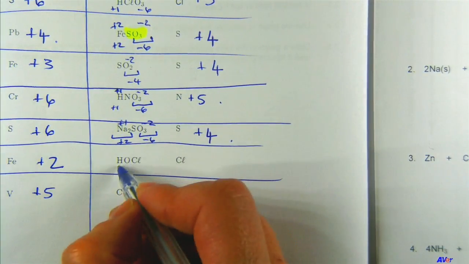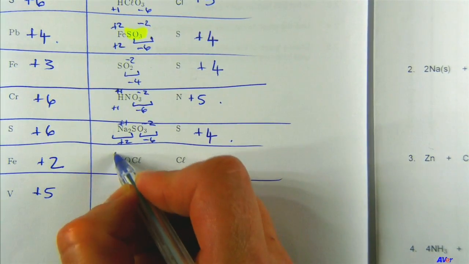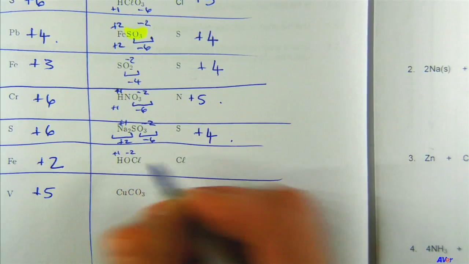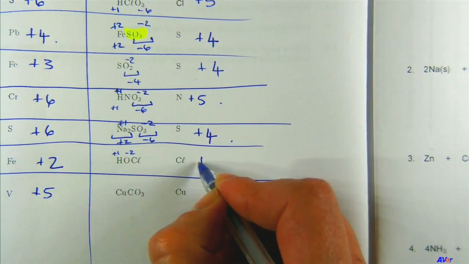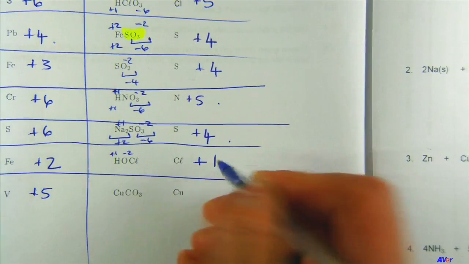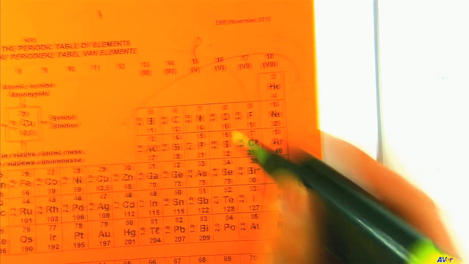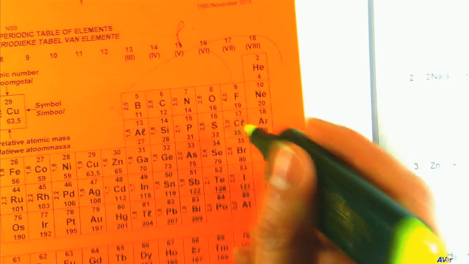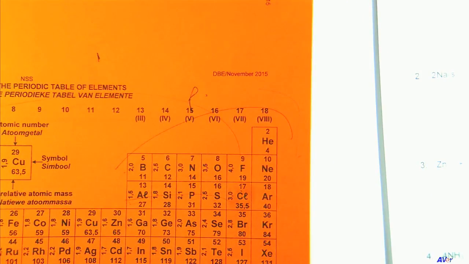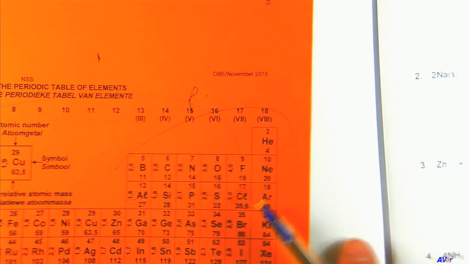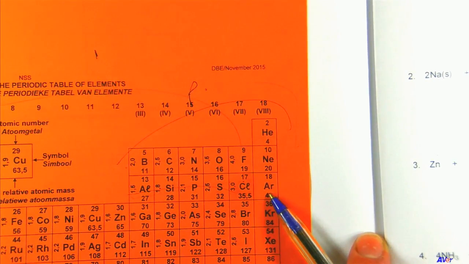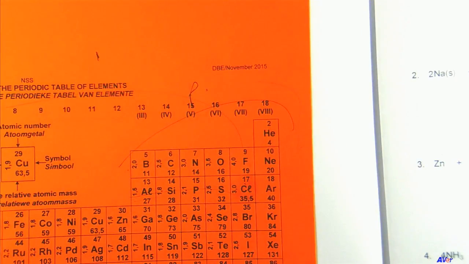Right, here. If you look at this one, hydrogen is +1, oxygen is -2, so what is that chlorine? +1. What do we know about chlorine? What does chlorine usually do? -1. Where do you find chlorine? You find chlorine over there, right? Chlorine is group 7. So usually it wants to gain an electron, right? It wants to gain an electron to get noble structure.